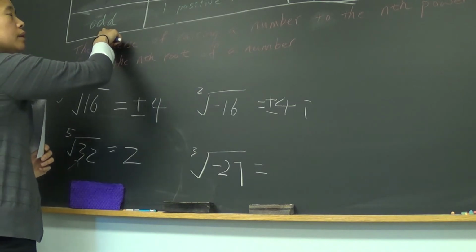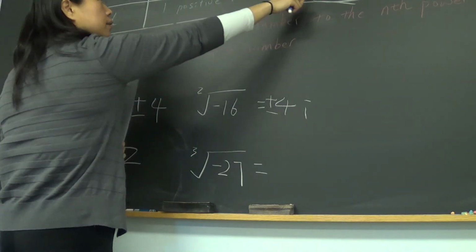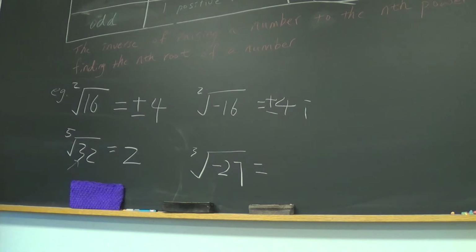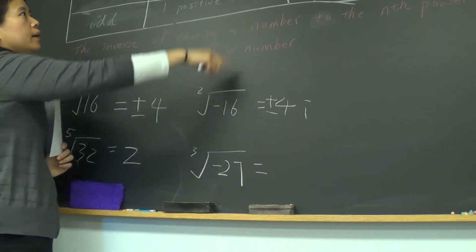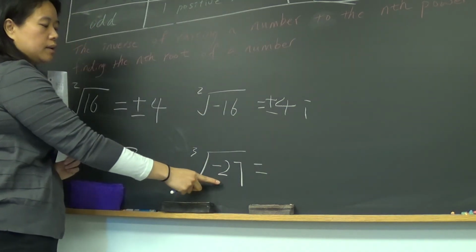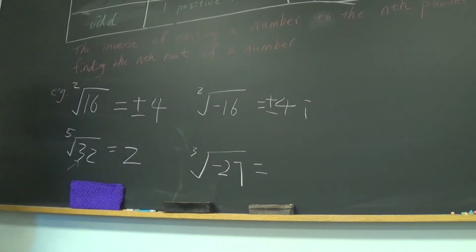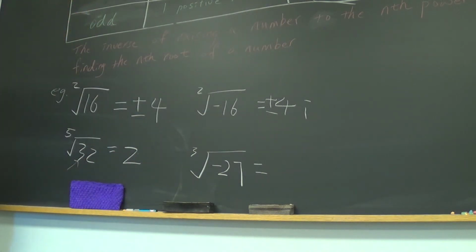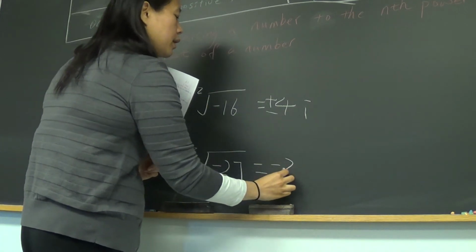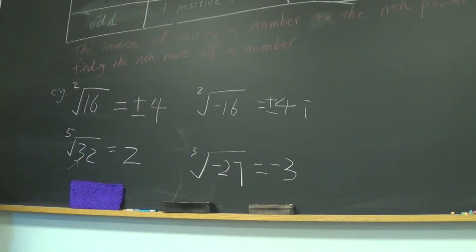Remember, if the n root is odd, which is 3, and b, which is the radicand, is less than 0, which is negative 27, you only have one negative root. You don't need an imaginary number because negative 3 times negative 3 times negative 3 equals negative 27. Why do you still call it a negative root? That means the answer is negative. Yes, it is negative, it's just not imaginary.